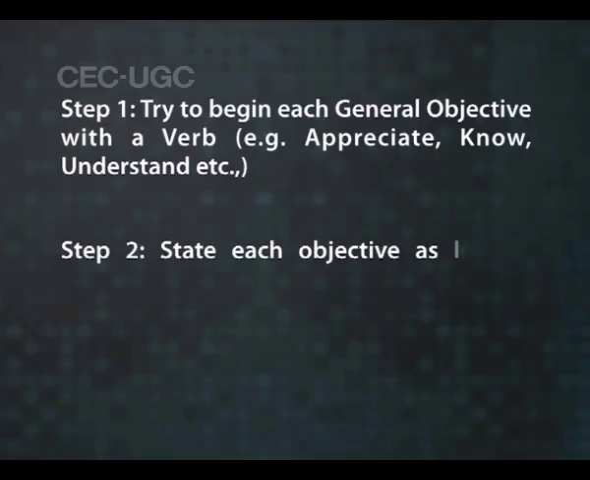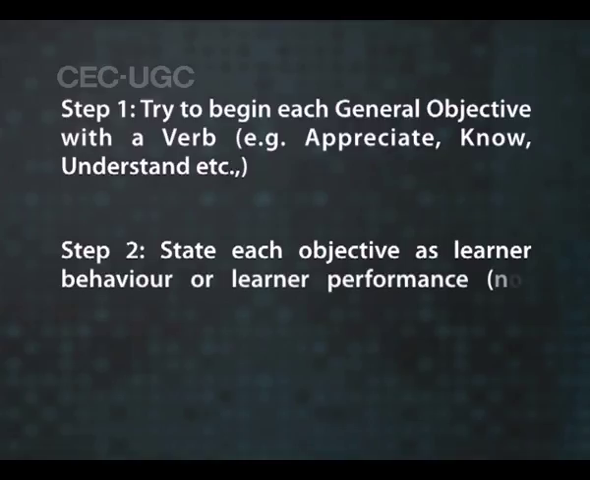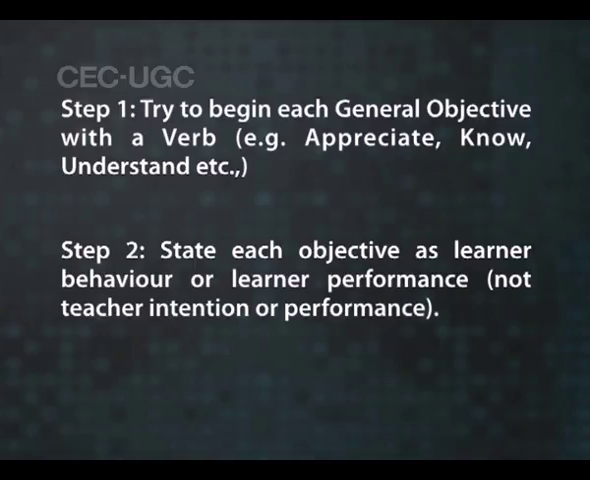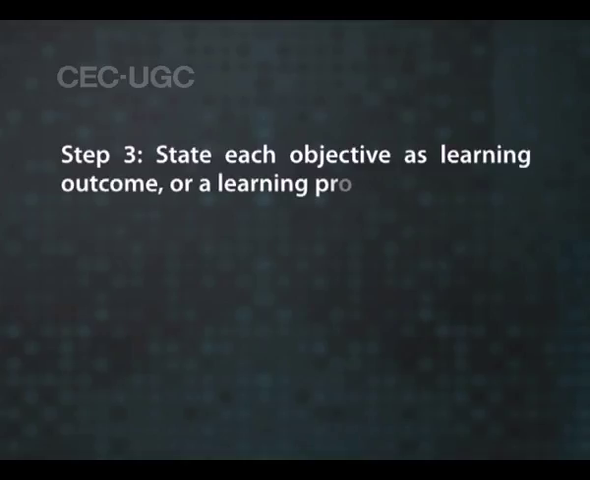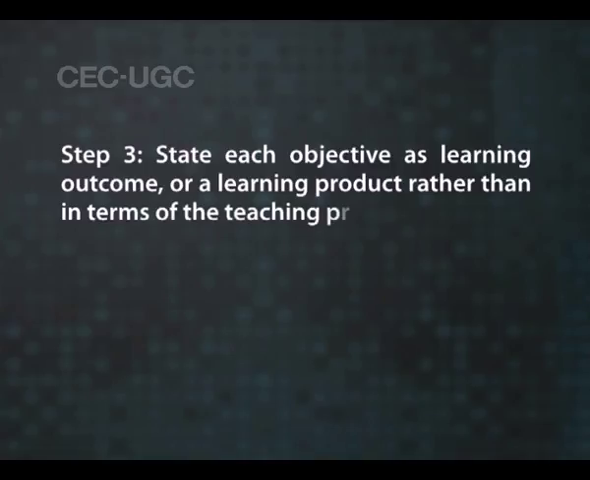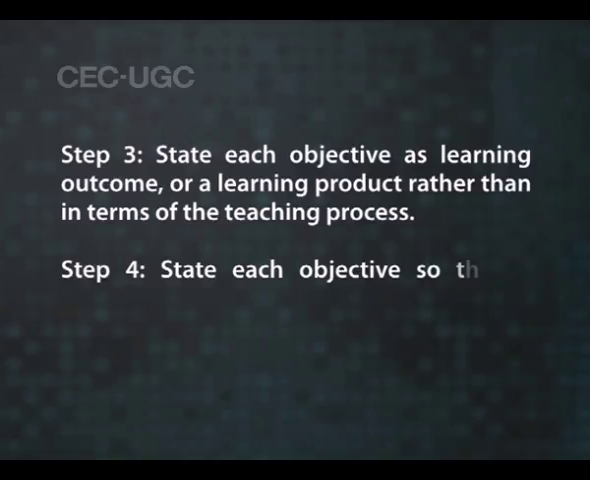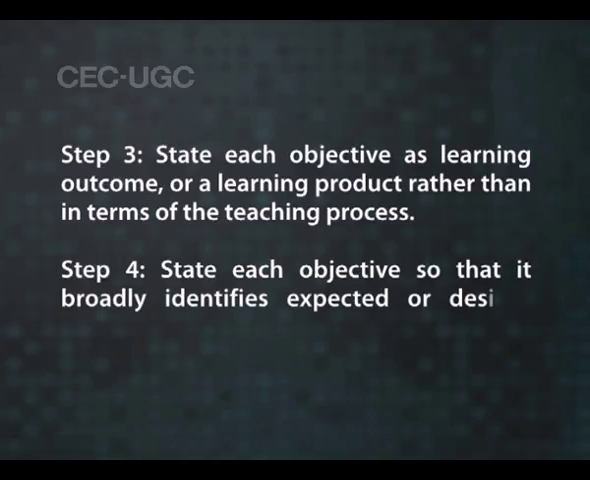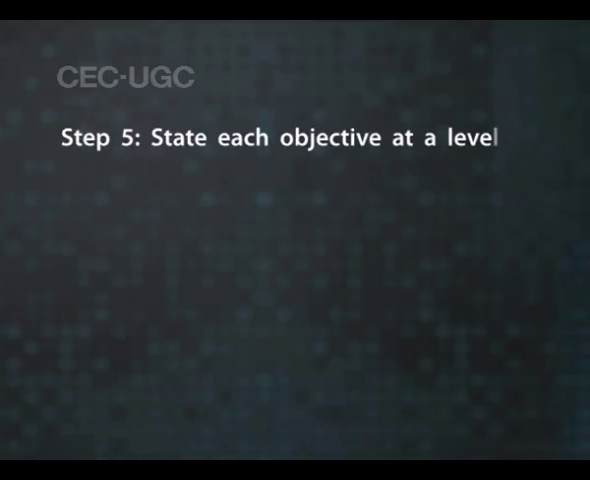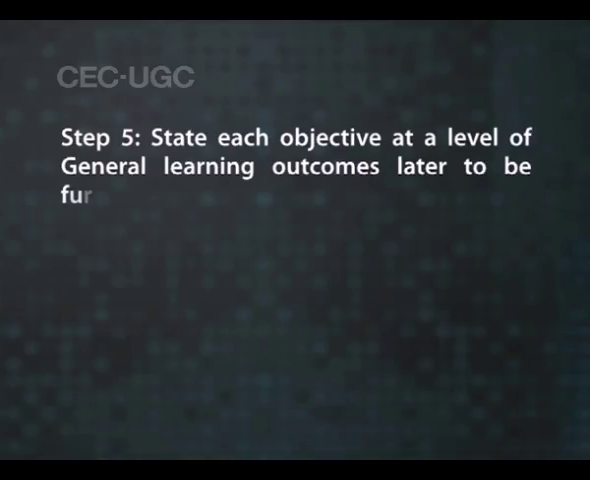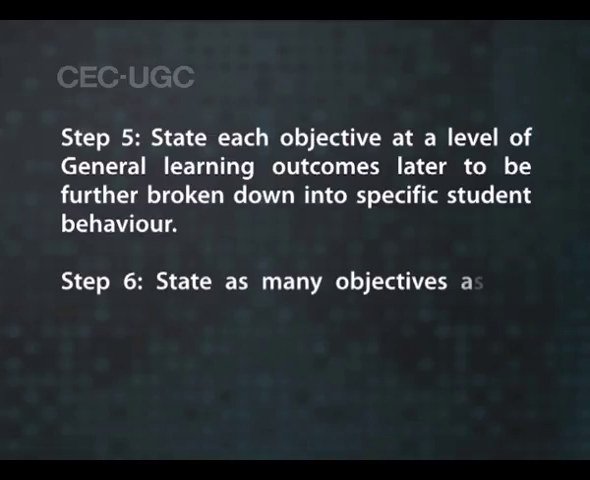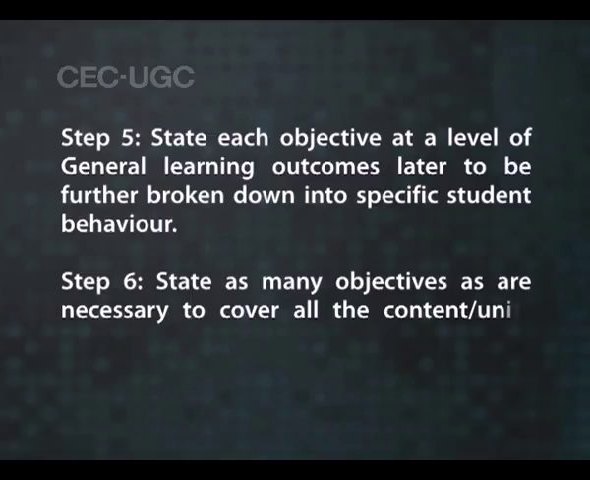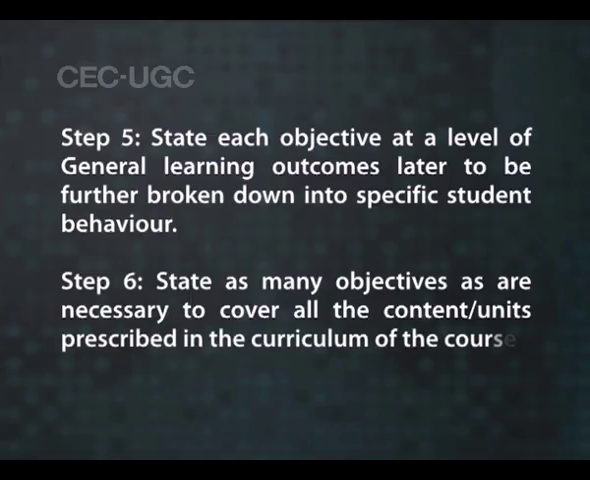Step 2. State each objective as learner behavior or learner performance, not teacher intention or performance. Step 3. State each objective as learning outcome or a learning product rather than in terms of the teaching process. Step 4. State each objective so that it broadly identifies expected or desired terminal behavior. Step 5. State each objective at a level of general learning outcomes, later to be further broken down into specific student behavior. Step 6. State as many objectives as are necessary to cover all the content or units prescribed in the curriculum of the course.